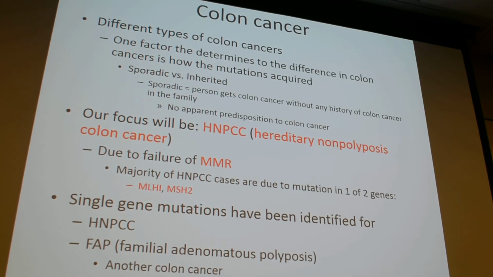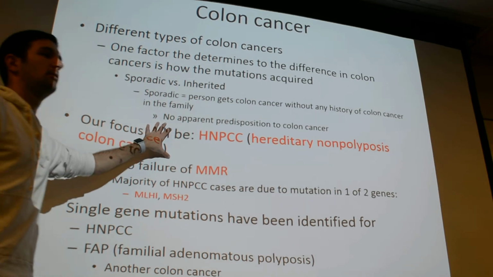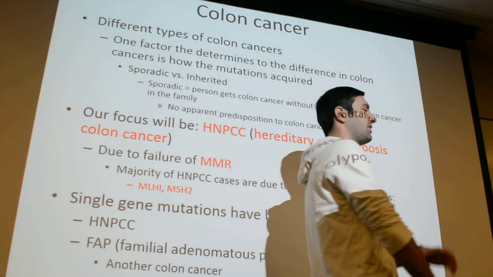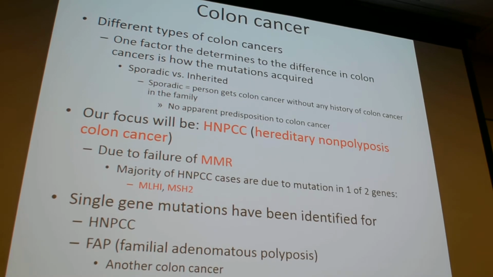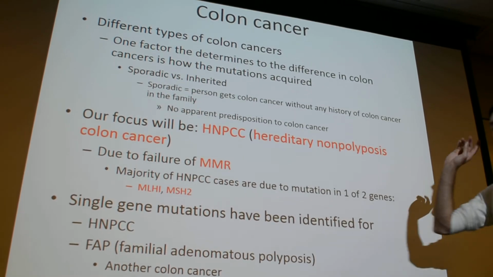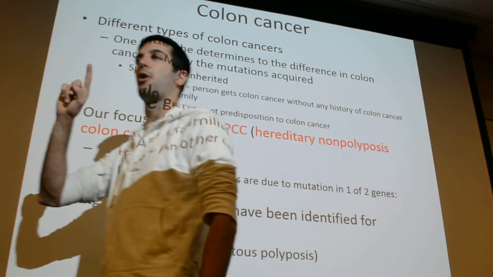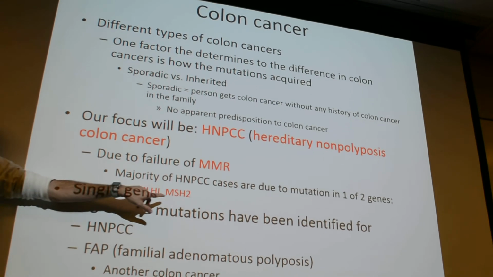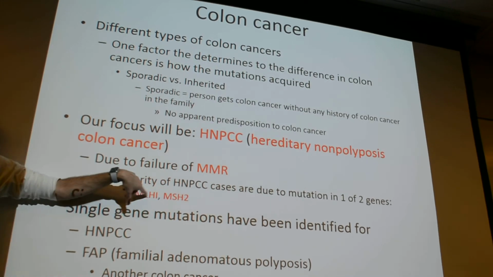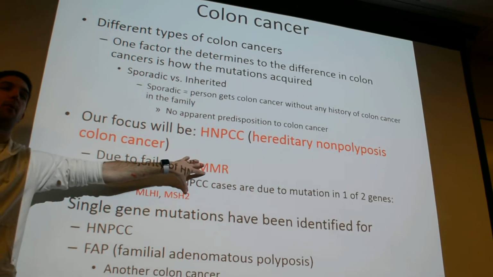Once again, colon cancer. Definitely know this from the previous lecture. HNPCC, the hereditary non-polyposis. So there's no polyps, but it's colon cancer. What's the first thing that occurs? We lose MMR. In particular, one of these parts of MMR, MLH1 or MSH2. These are lost first. These play into MMR.